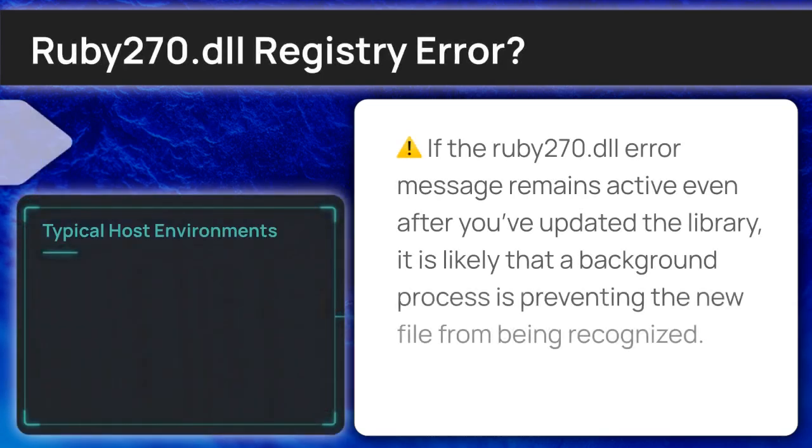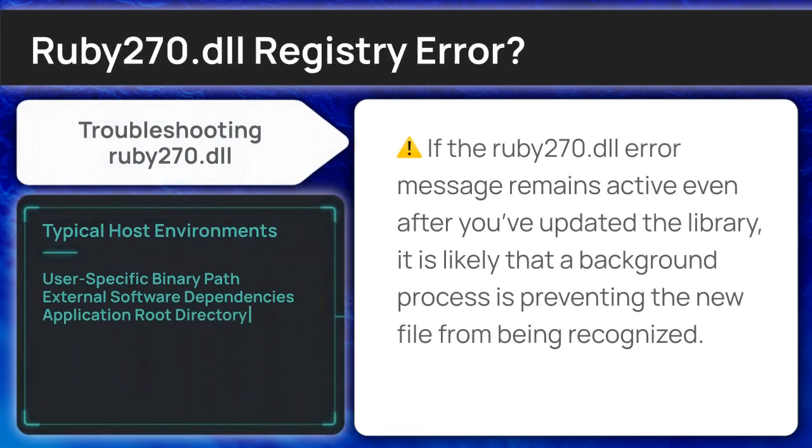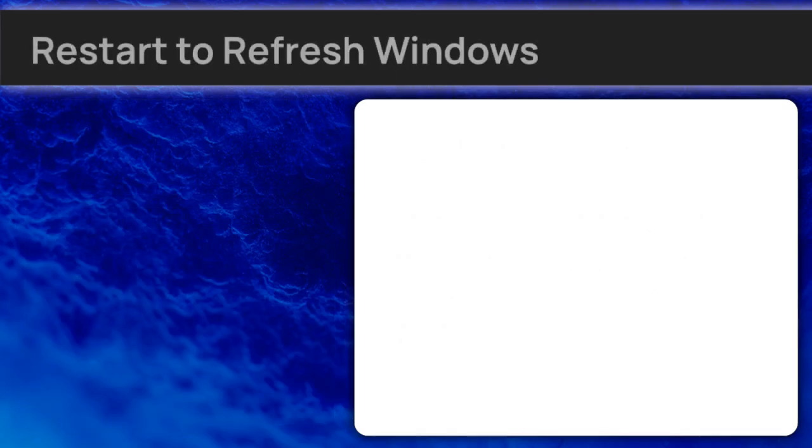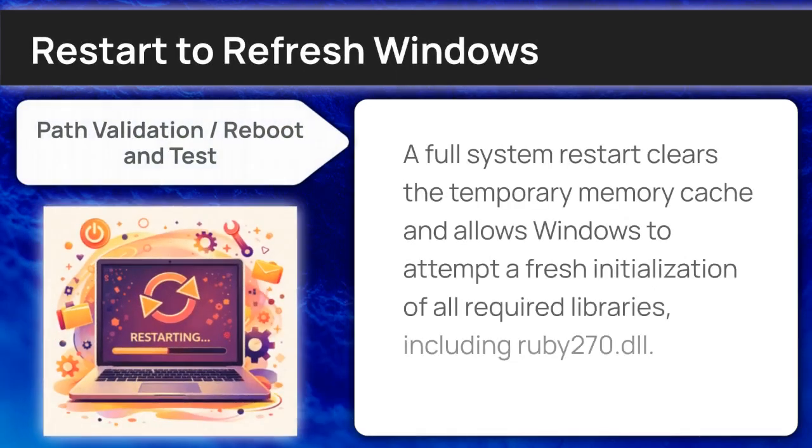When a fresh installer fails to clear the error, it typically points toward a deeper conflict within the Windows execution layer. A simple restart can resolve file-in-use errors that mimic a missing Ruby 270 message. It's a low-effort step that ensures your operating system starts with a clean execution stack.